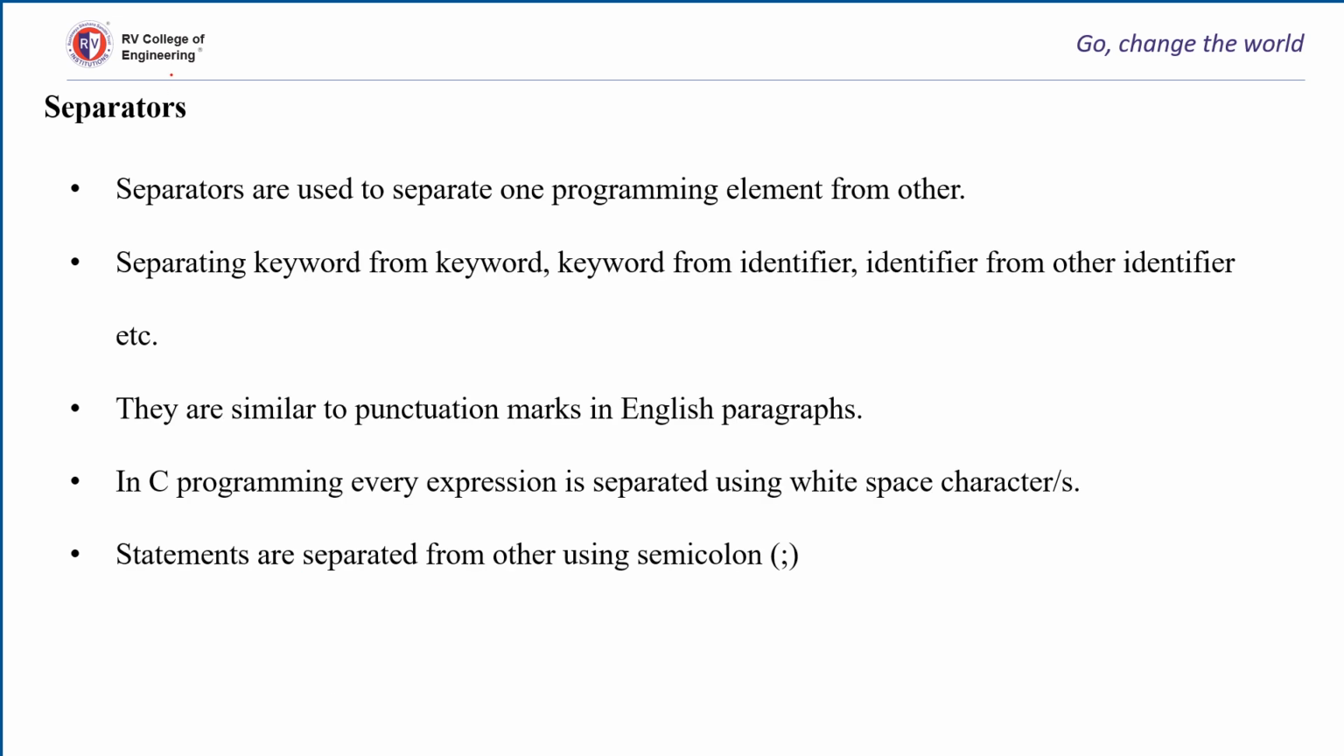Separators. These separators are used to separate one programming element from another. For example, to separate a keyword from another keyword, an identifier from another identifier, or a keyword from an identifier. These are something like punctuation marks in the English language, right? For C language, there are two separators which are used. One is a white space character and one more is a semicolon. Semicolon basically separates out the statements and white space separates the tokens.